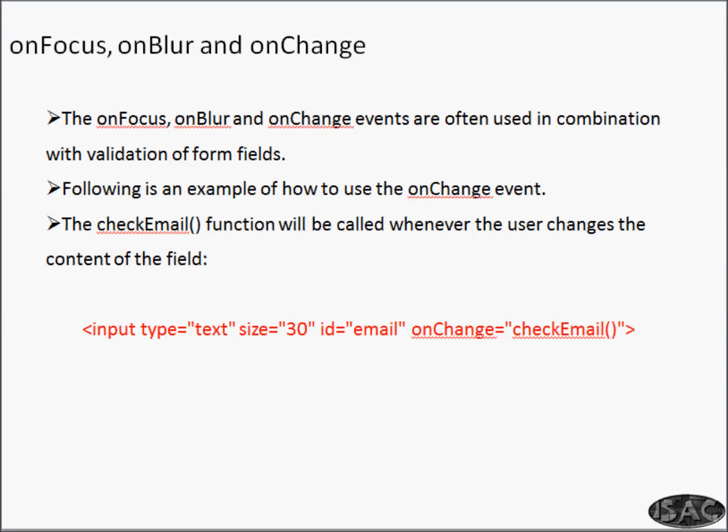On focus, on blur, and on change, you can look at here. The on focus, on blur, and on change events are often used in combination with validation of form fields. So you can see the example here on the change event. Let us say we are having one function check email. Consider we have written some code or some business logic inside this check email. Once we have a text box with email ID, we can say on change call this function. So it will call this function and check whether the user has entered the correct format of email or not. Is this clear? So for this purpose we can use on change. If any change happens with the email ID, this function will be called to check it.